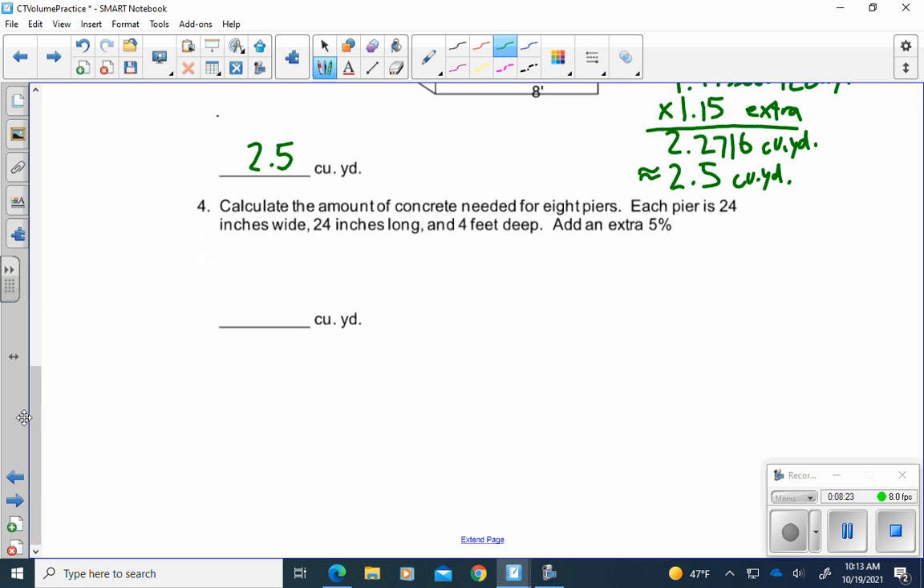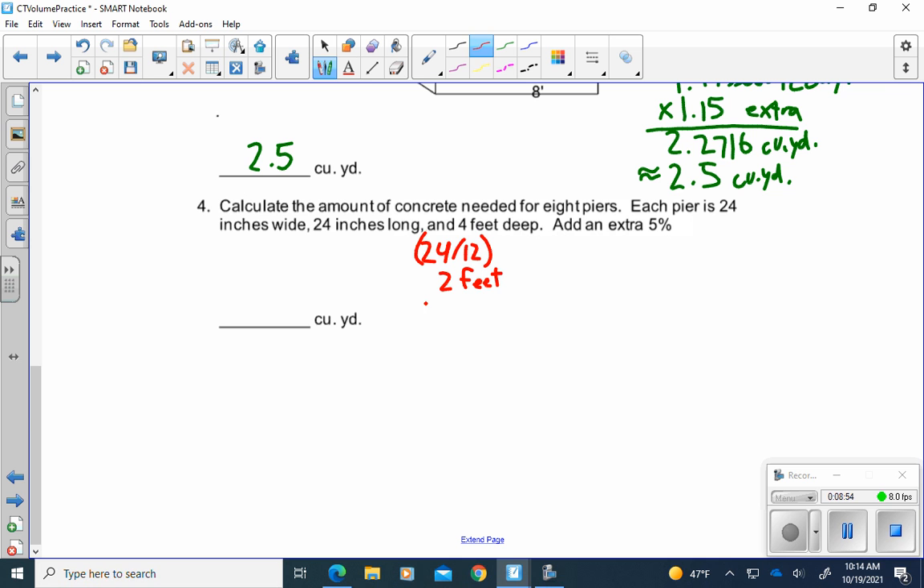The last one, calculate the amount of concrete needed for 8 piers. Each pier is 24 inches wide by 24 inches long and 4 feet deep. Add an extra 5% this time. So we've got inches to feet. So 24 divided by 12 happens to be 2 feet. You might recognize, so that's a nice number. No decimals, we might just use that.